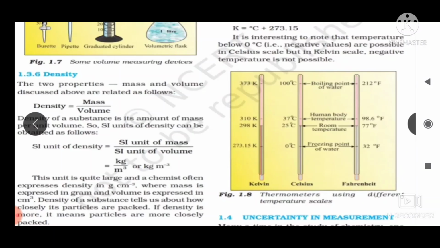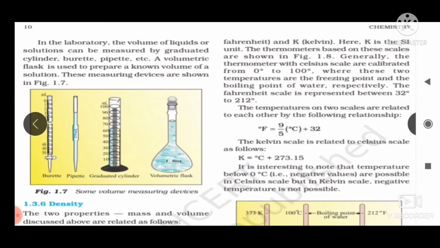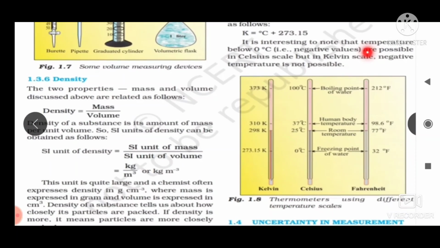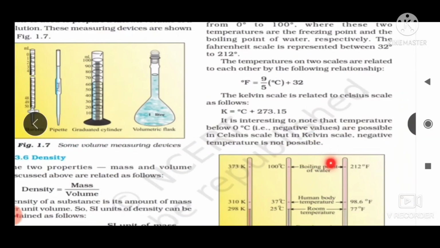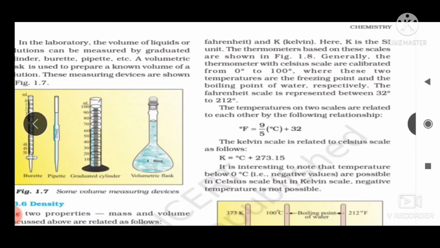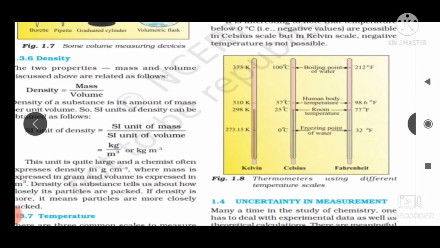However, the most commonly used scale of temperature is Celsius scale. Temperature is measured in degrees Celsius. It is a metric scale of temperature. The thermometers with the Celsius scale are calibrated from 0 degree to 100 degree, where these two temperatures are the freezing point and boiling point of water. What is the freezing point of water? 0 degree Celsius. And boiling point of water is 100 degrees Celsius.